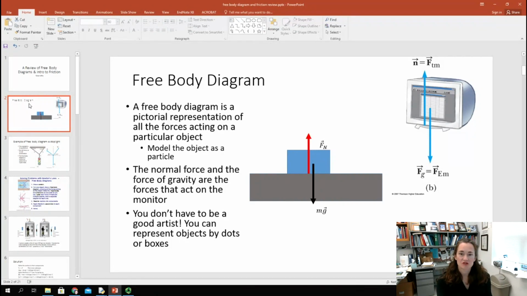The forces should be drawn as arrows, and the arrows are acting in the direction of the force, so you want to make sure you draw an arrowhead and not just a line, and then point that arrow in the direction that the force acts. You'll also want to label any angles that you might have for the force vectors, okay?